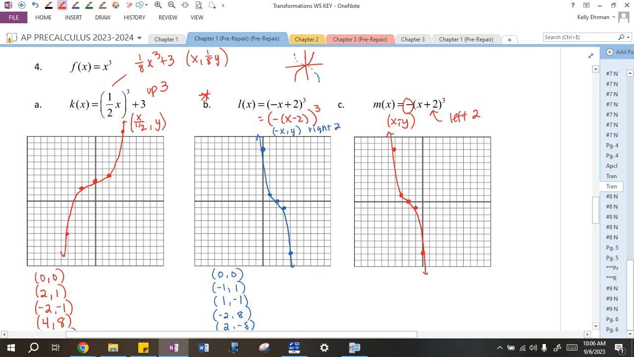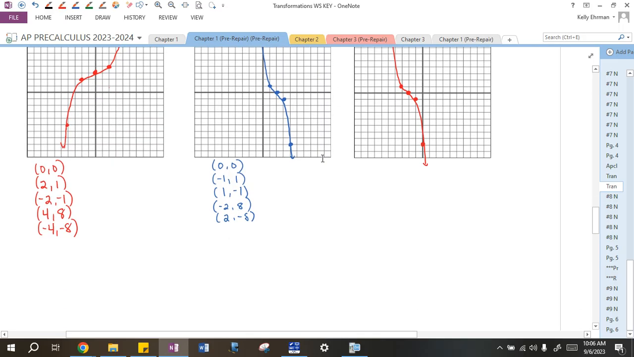So I'm not requiring you to write out all of your points. That's just if that's helpful for you.